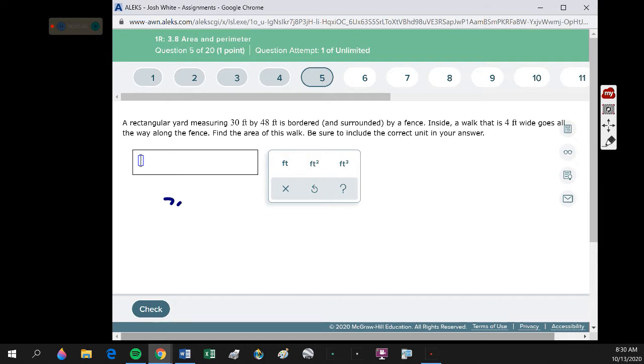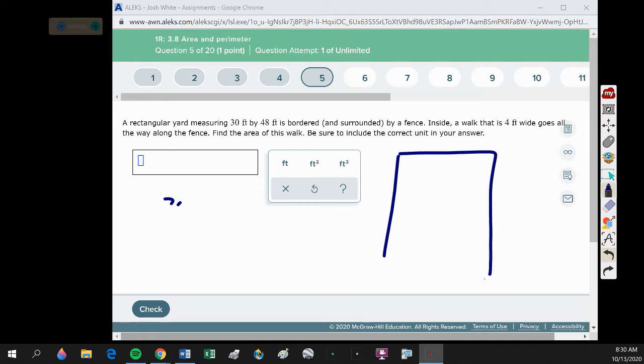A rectangular yard measuring 30 by 48 is bordered by a fence. Inside a walk that is 4 foot wide goes all the way along the fence. Find the area of this walk. So we have a yard that is 30 by 48. And then there's a walkway inside of it. Where does that walkway go? So we measure 4 feet on the inside, and then we put that all the way around.